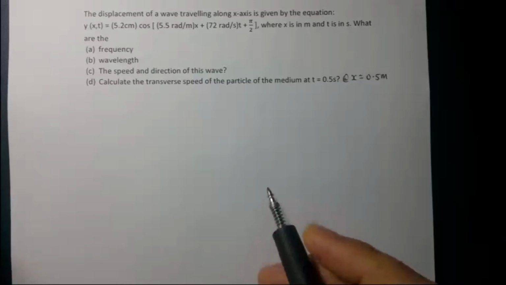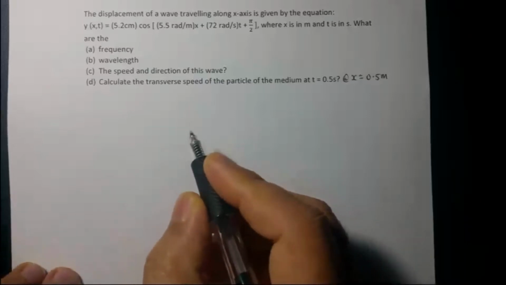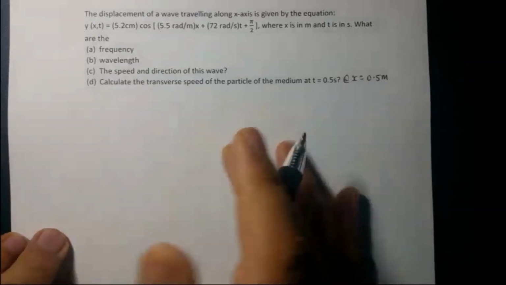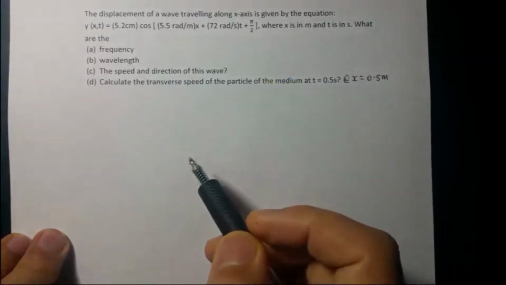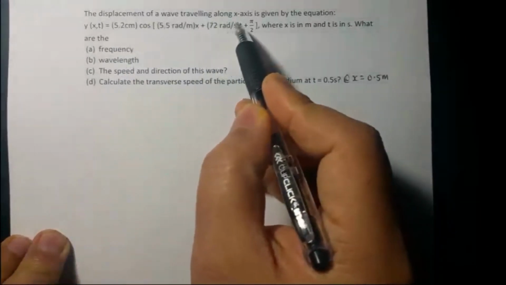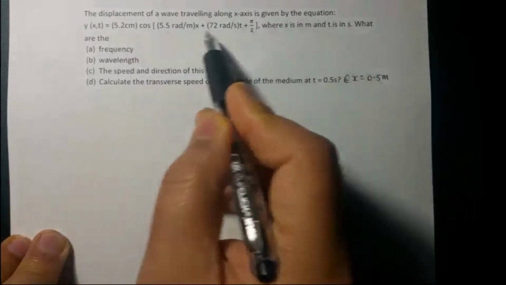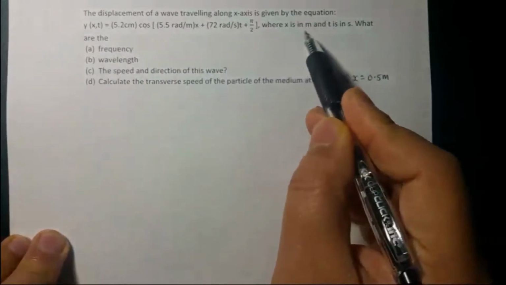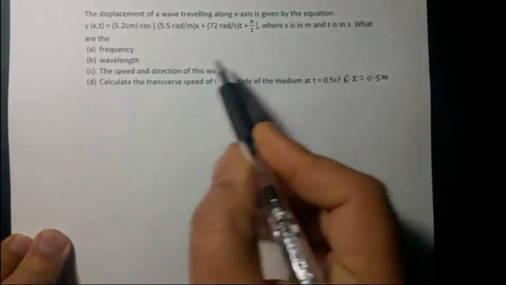I'm going to solve some simple basic problems on waves, traveling waves. So here's the first example to get started, a really simple one. The displacement of a wave traveling along the x-axis is given by this equation. You're given the wave function for the given wave, where x is in meters and t is in seconds, and these are the questions.